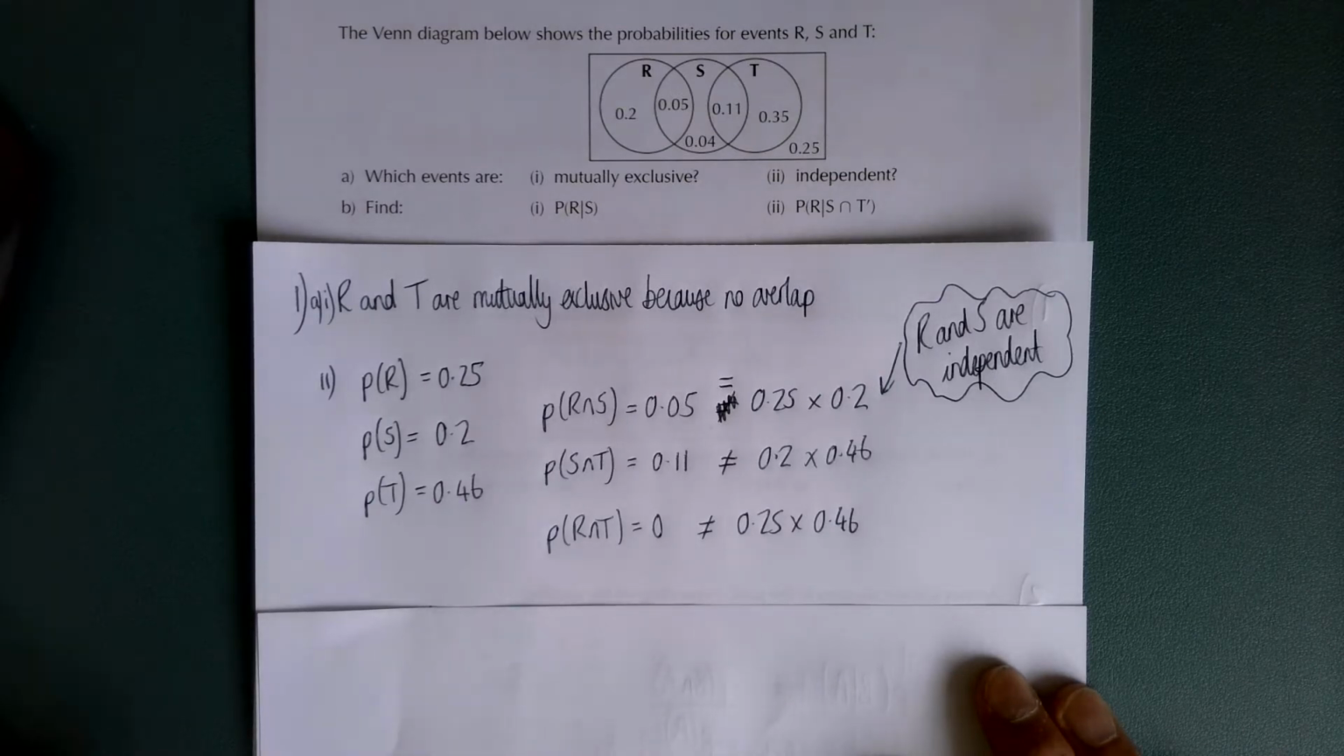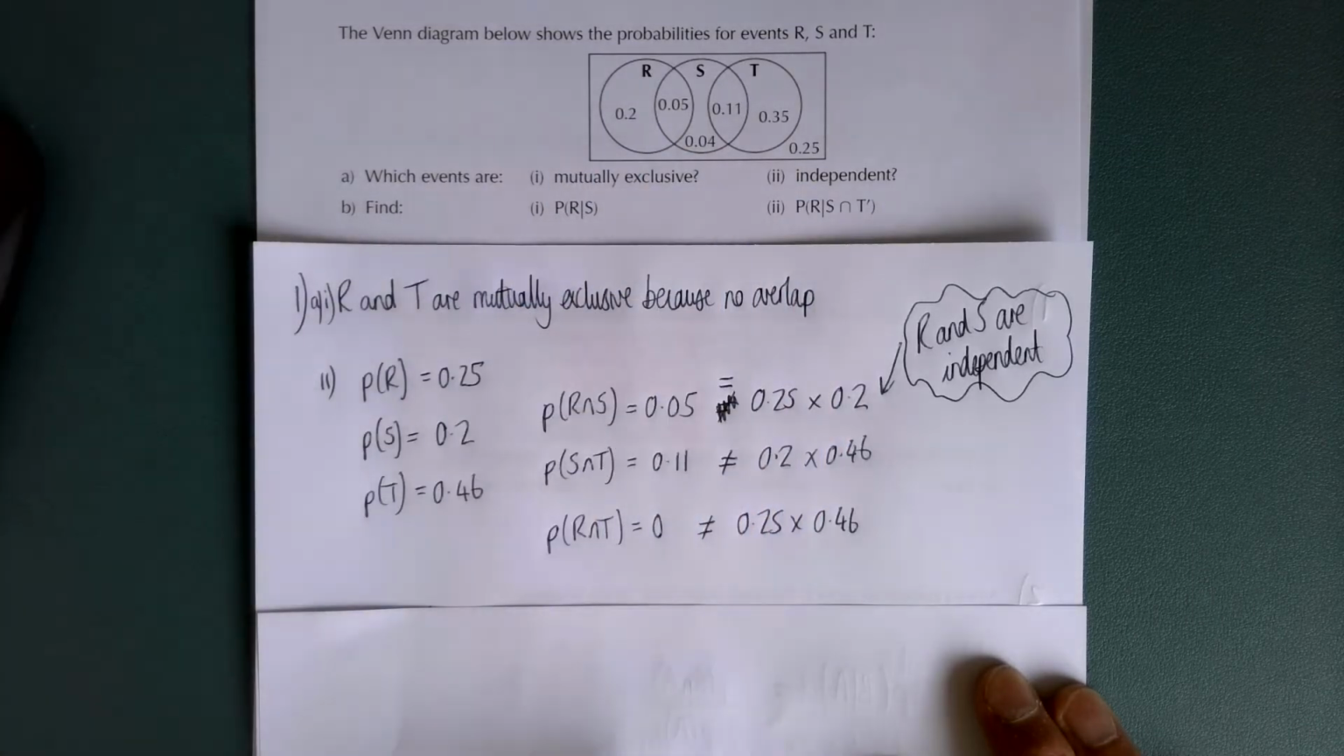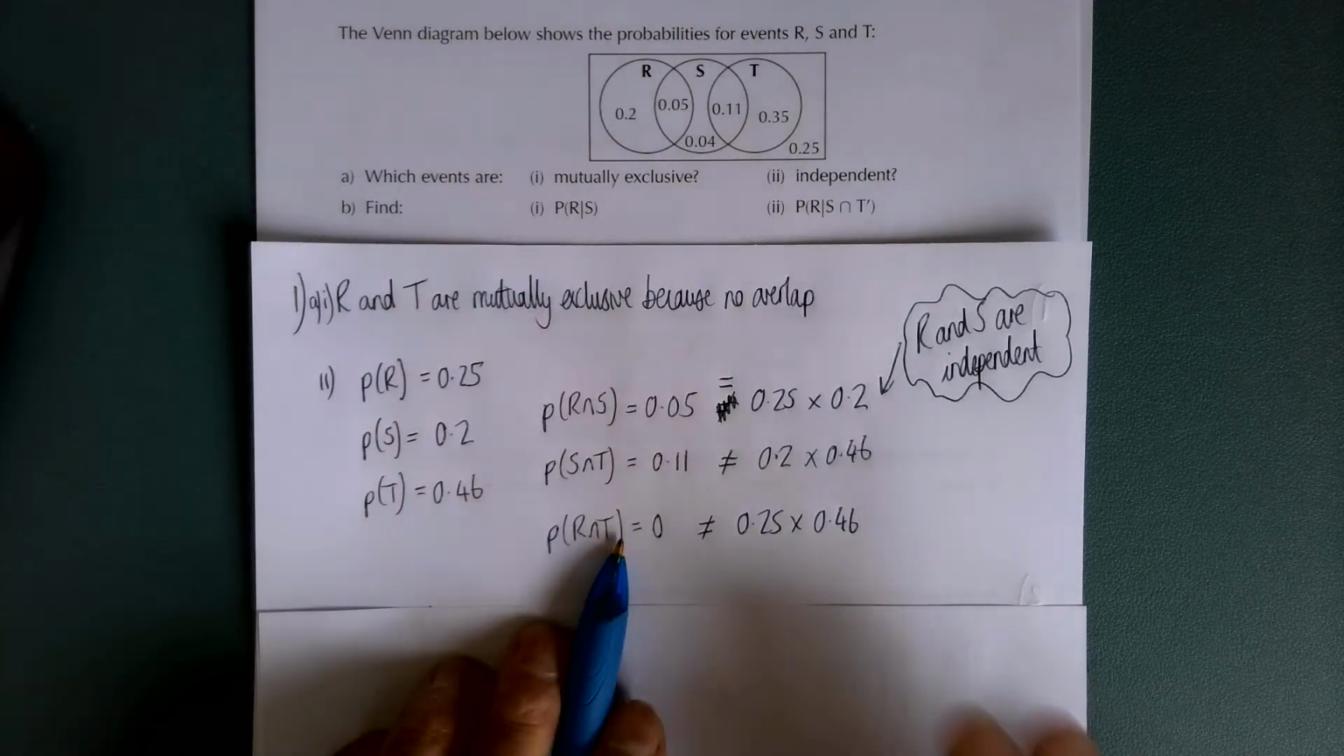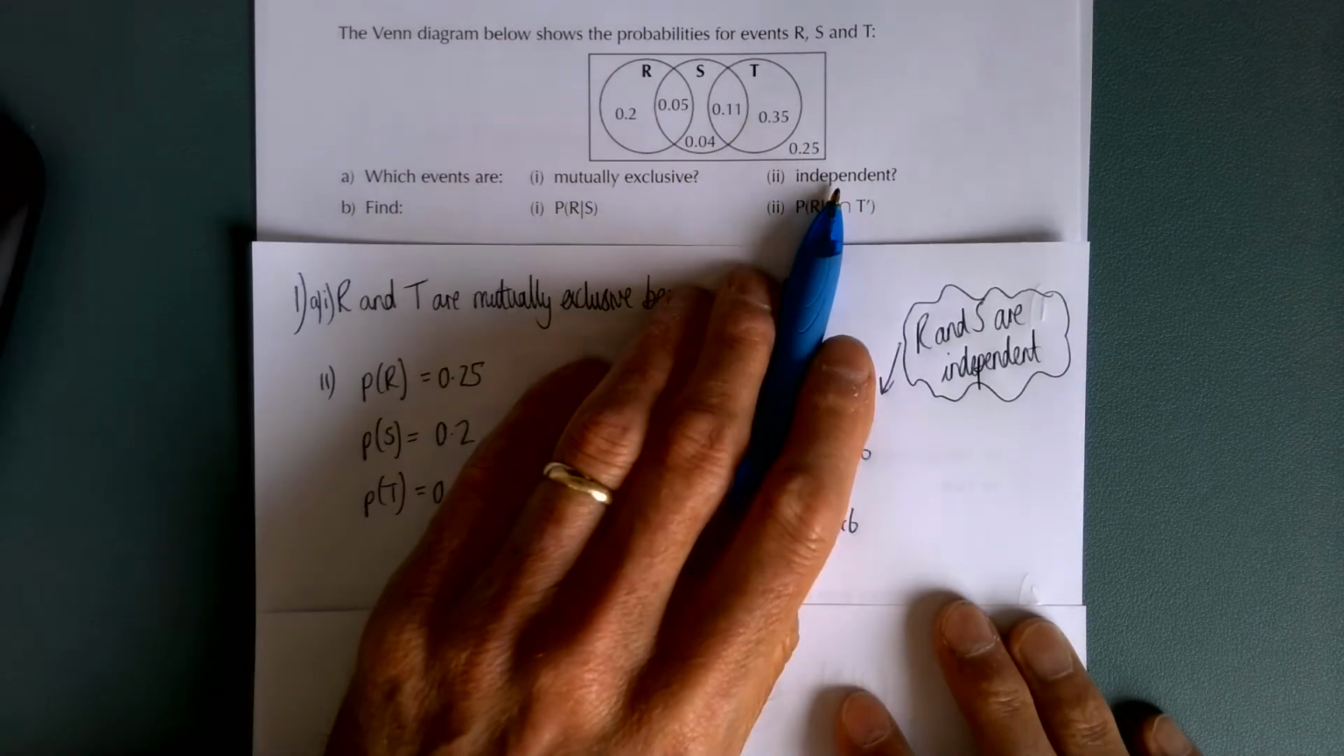There's no intersection. So that's got to be R and T. So that means the probability of R intersection T is 0. But there we go. We're then asked which events are independent.